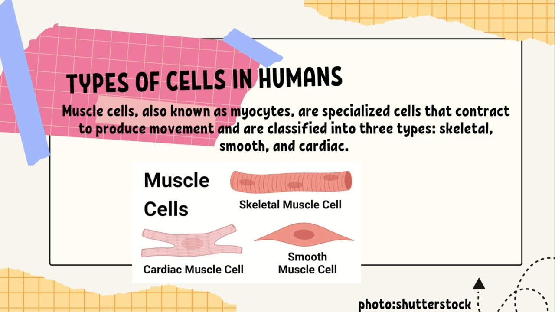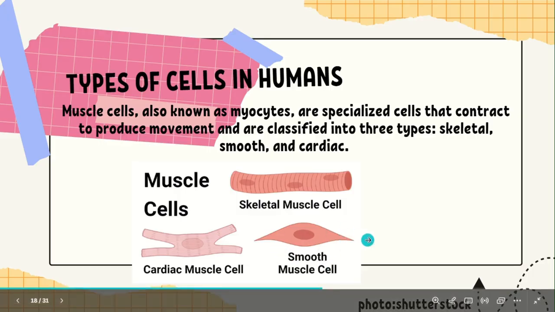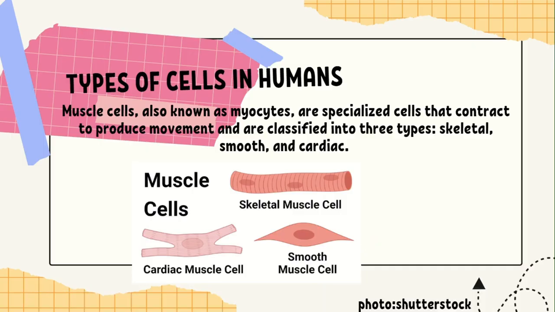Very, very important. Smooth muscle cells are responsible for involuntary movements within the body, right? Involuntary meaning something like breathing. You don't have to think about breathing. You don't have to think about even seeing. You just get up in the morning and you just see.